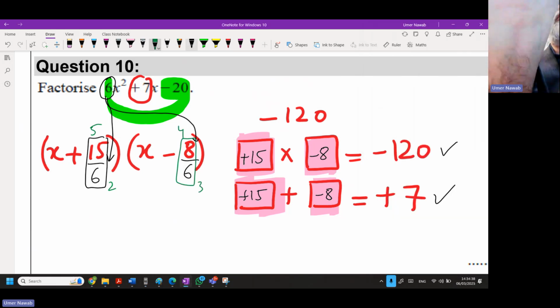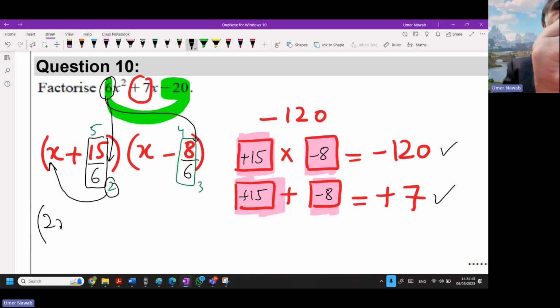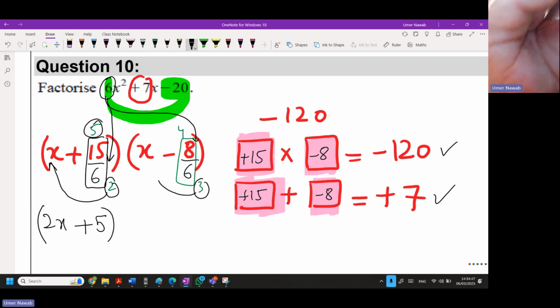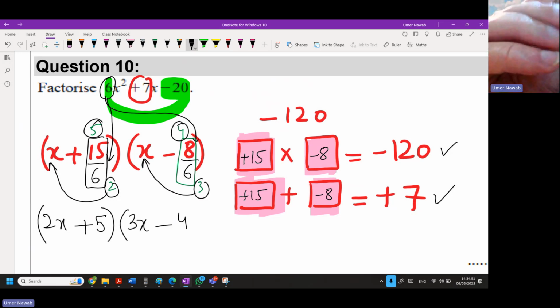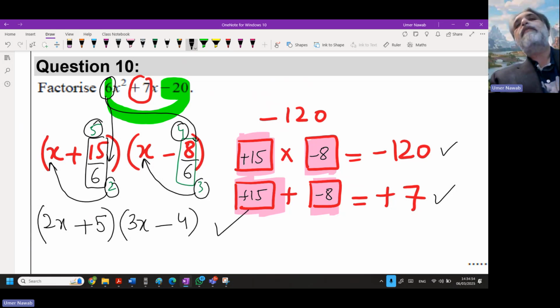But am I allowed to leave a fraction here? No, Mr. Omar, multiply the 2 here. So it becomes 2x plus 5. And this 3 can multiply with x, and it leaves you behind 3x minus 4. So this is the correct factorization of 6x squared plus 7x minus 20 manually.